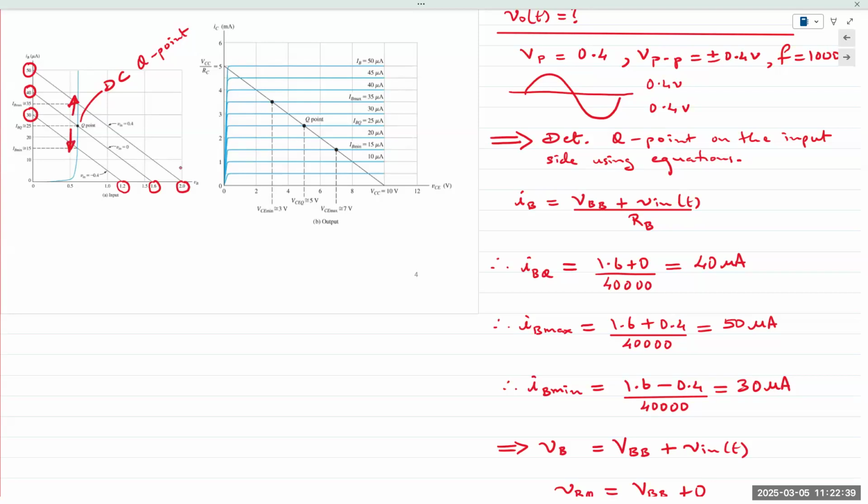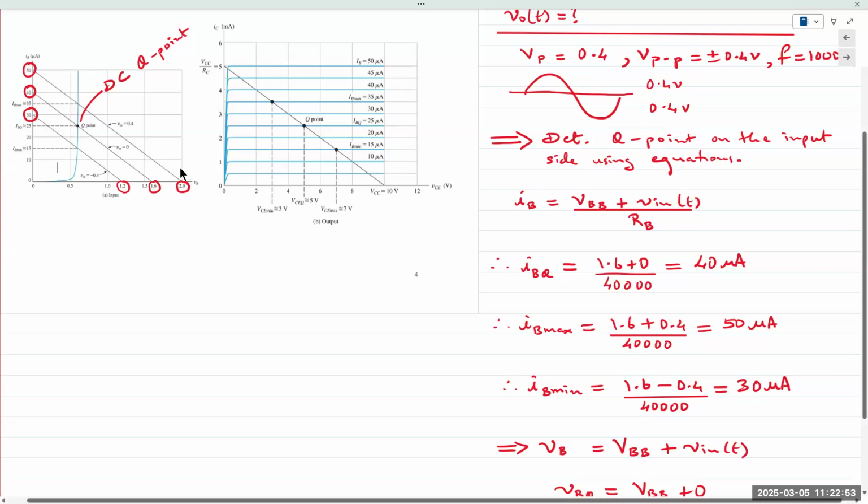Sorry, not the load line. The Q point moves up and down the characteristic. The intersection point changes, right? So you got 3 different points. Let's take a pause, think over that. Let me know if you have any questions.